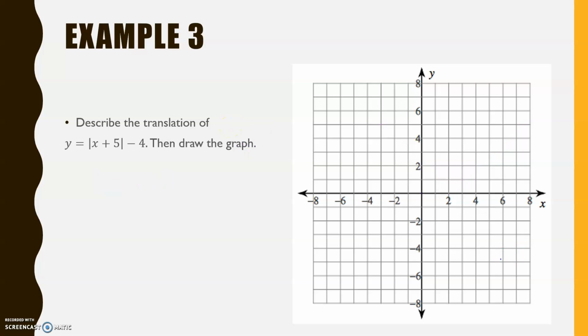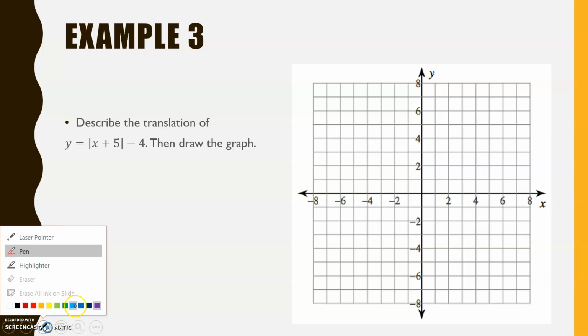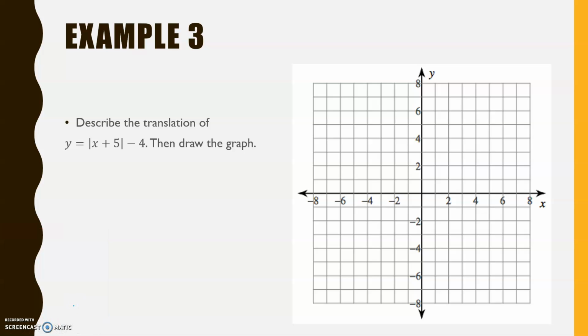All right, describe the translation of this graph, then draw a graph. So first of all, what is the translation of our graph? This 5 is inside the absolute value bar, so I'm going to do the opposite sign and move it left 5. But then this -4 is outside, so it's going to be up or down. Keep the sign, so it's down 4.